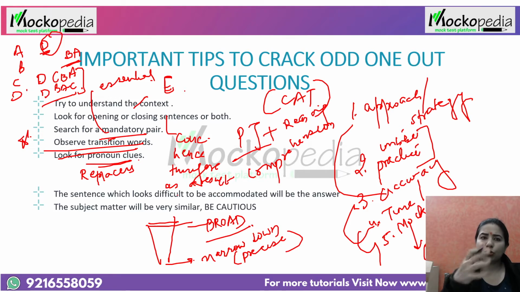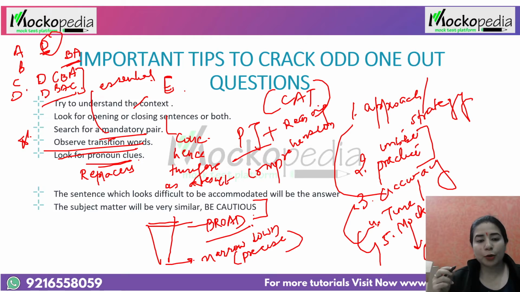Next is the sentence which looks difficult to be accommodated. I have told you how to arrange the paragraphs, right? How to rearrange the sentences. So if you know that this particular rearrangement works for me, then the statement out of the given ones which is not fitting in any of these criteria or is not finding the right placement would be the odd one out. Now this is again an important suggestion. The subject matter is very similar, so of course they're not going to give you a statement which looks drastically different. Otherwise this question will become easy.